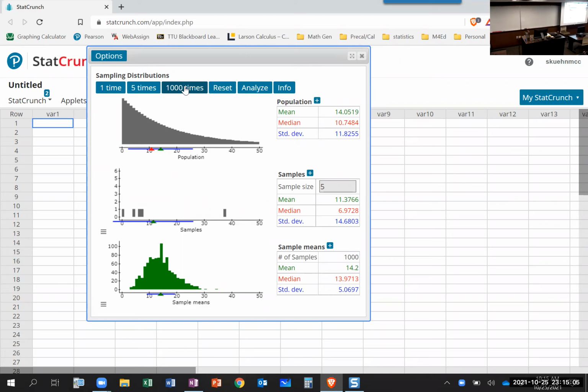Notice that this is our population at the very top, and at the very bottom is our sample. That's the result of 1,000 different samples. The population data is skewed. What do we notice about our sample distribution down there? What's the shape of it?